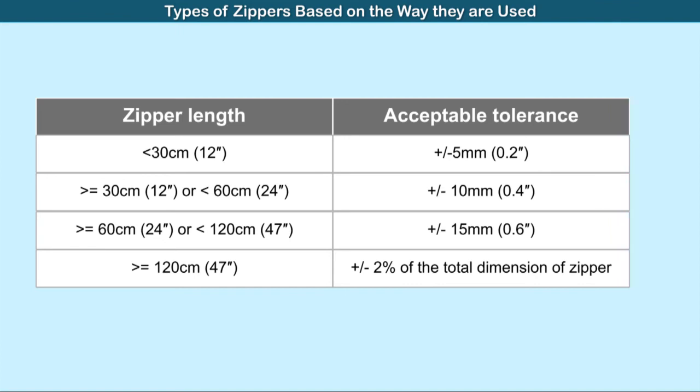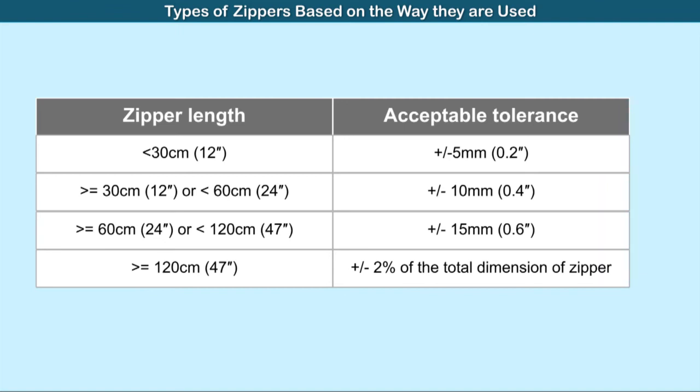If the zipper length is more than or equal to 30 centimeters or 12 inches, and less than 60 centimeters, that is 24 inches, so if the zipper length is between 12 inches to 24 inches, the acceptable tolerance is plus and minus 10 mm, that is 0.4 inches.